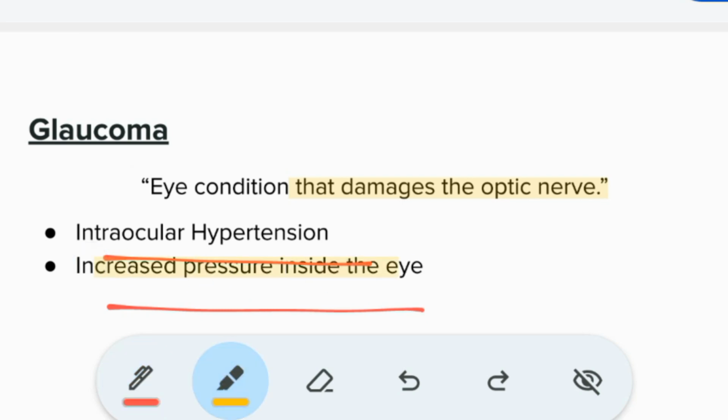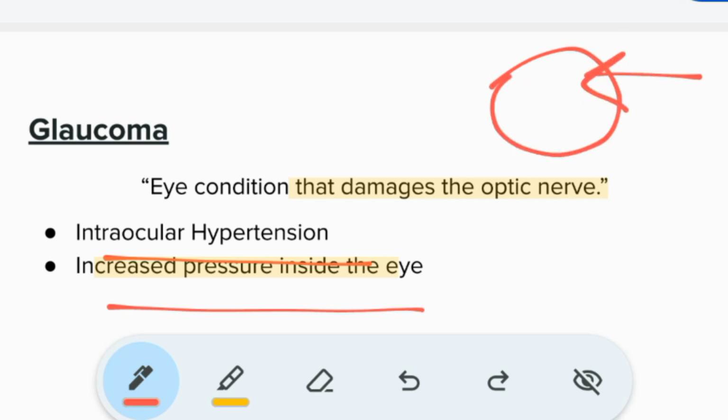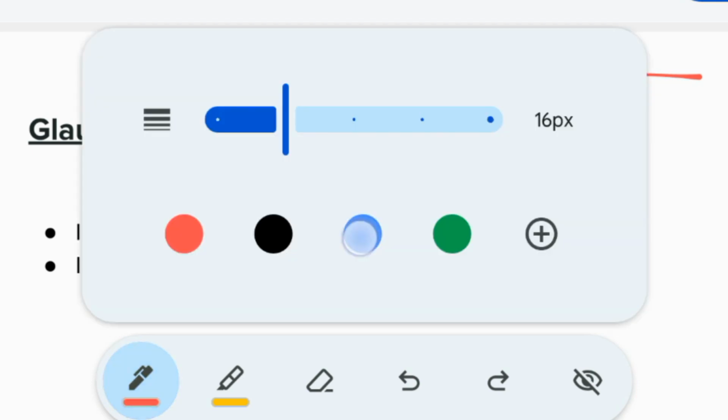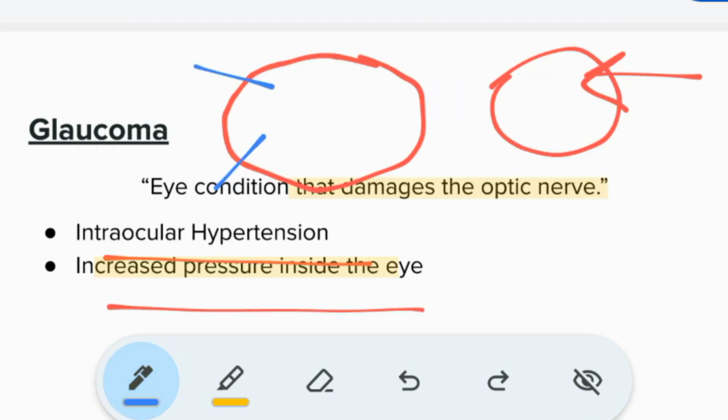So due to the increased pressure inside the eye, what happens is, suppose this is a bowl. When you fill the bowl with continuous water, the size of the bowl will increase ultimately. At a time when the limit of the bowl or the balloon is fulfilled, there will be the bursting of the balloon. So it will burst out. Our eye also acts as a balloon.